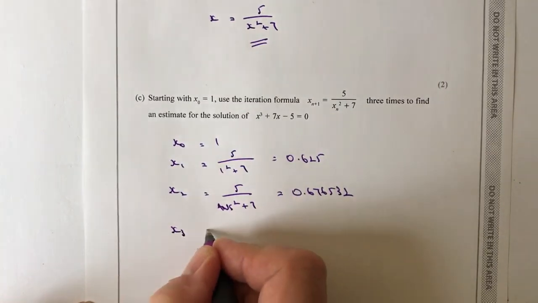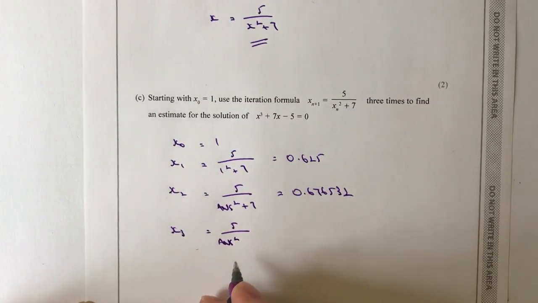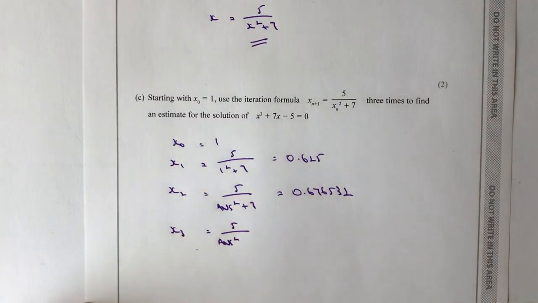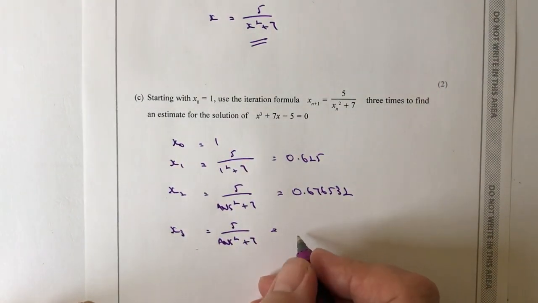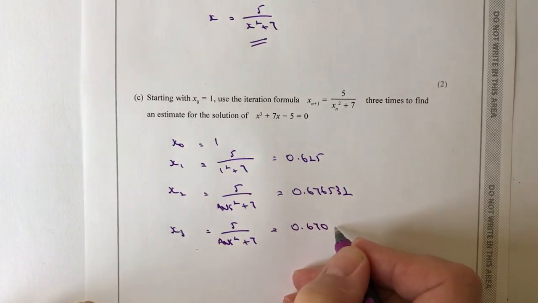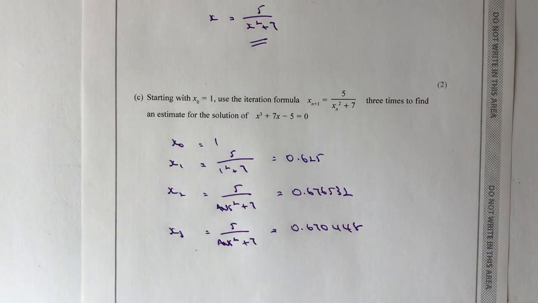So the final one, I've got answer squared. Now remember, this answer is this number here, so you can type it in if you want to, it doesn't really matter. It's just easier to use the answer key if you've got a scientific calculator, and that's going to give me 0.670448. Now there is an explanation on the playlist about iterations and what we're actually doing here.